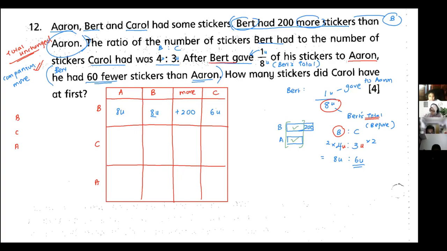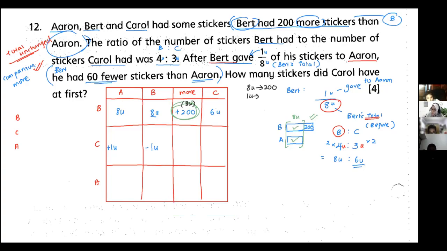So what happened here? Bert gives Aaron 1 unit: minus 1 unit for Bert, plus 1 unit for Aaron. Not enough, huh? You need to find out what about this? How many more was given to Aaron? Because Bert has not only 8 units, but Bert also has 200. So I want to find out that part. So you have to know that this is also represented by 8 units. Okay, so 8 units is 200.